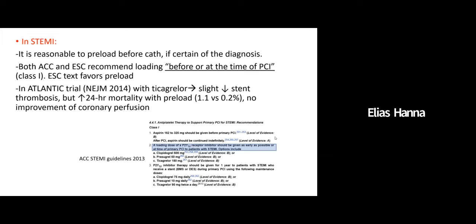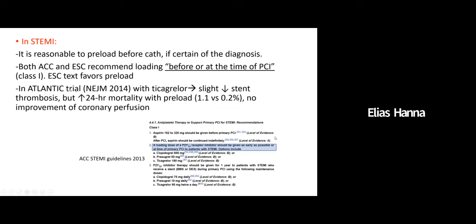So in STEMI, preloading is still reasonable. Both the ACC and ESC suggest you're allowed to preload in STEMI, just because very few patients undergo CABG, and because platelets are much more active in STEMI, it's reasonable to preload and get some of the effect during your PCI. But they give you the option before or at the time of PCI. ESC for STEMI favors preload. That's the only subset it favors preload.